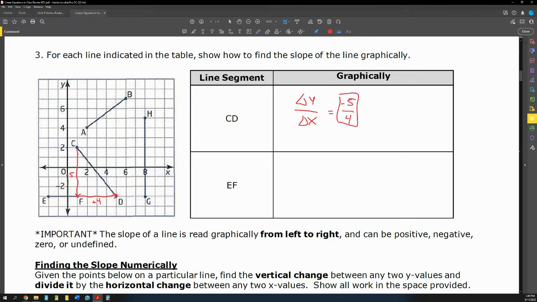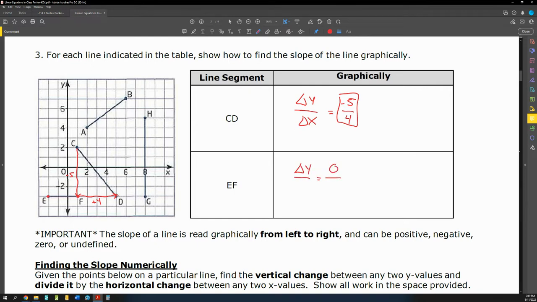So our slope, change in y over change in x, is equal to negative 5 over positive 4, or negative 5 fourths. For segment EF, I see point E over here, and point F over here. Our vertical change, well, in order to get from E to F, as we move from left to right, we don't have to move up or down at all. So our change in y is equal to 0.